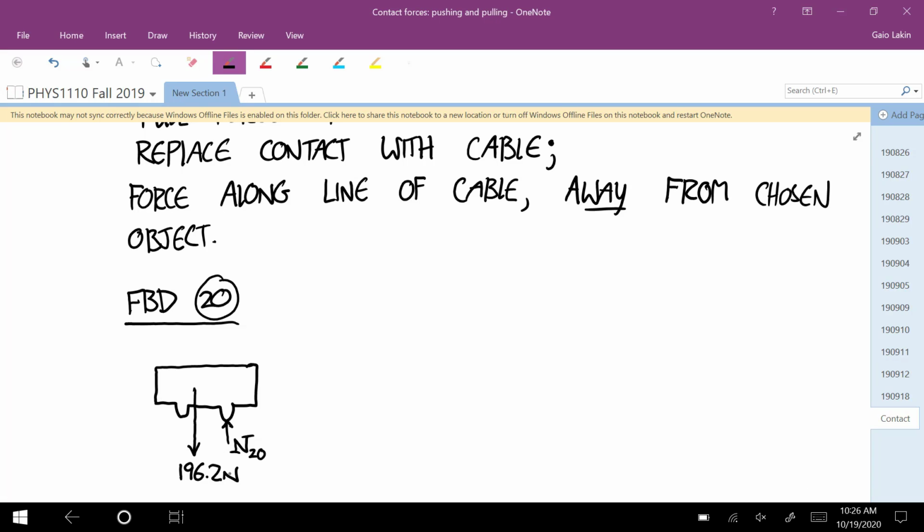Okay, so that's all the stuff we talked about before. Now what about the pulling force on the left? That's along the line of the cable, away from the body. And I'm going to call that T1. I'll get that written down in a second. The common variable name for pulling forces that we're going to use is a T for tension, like the tension in a cable.